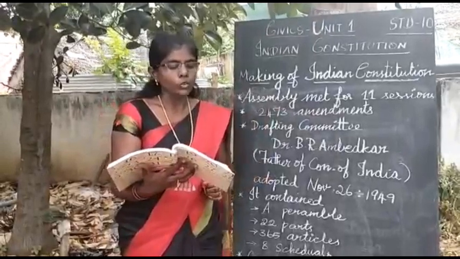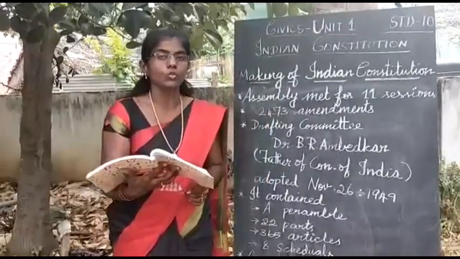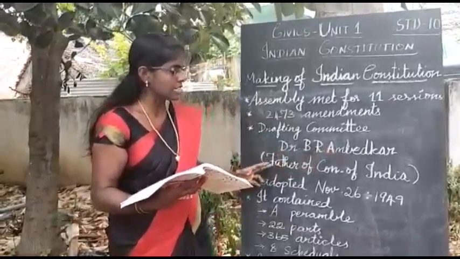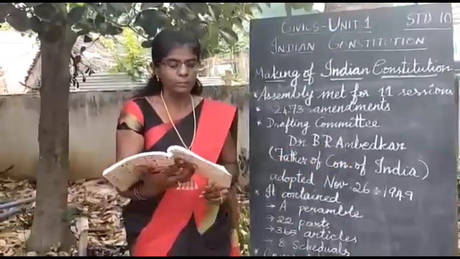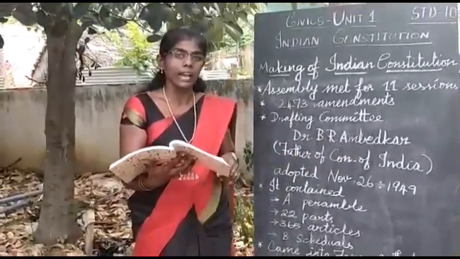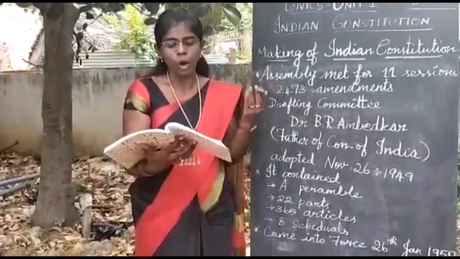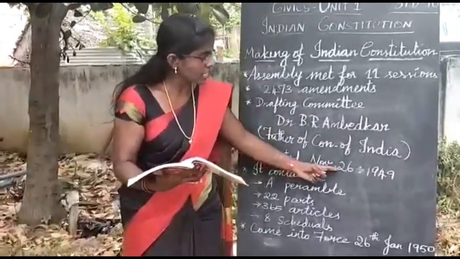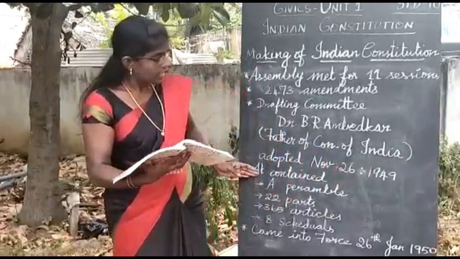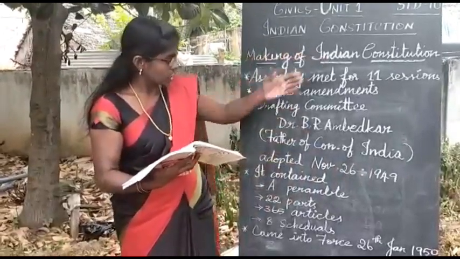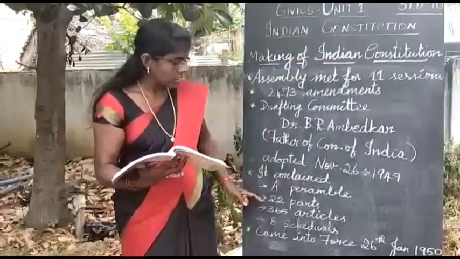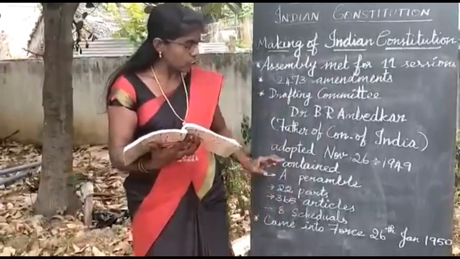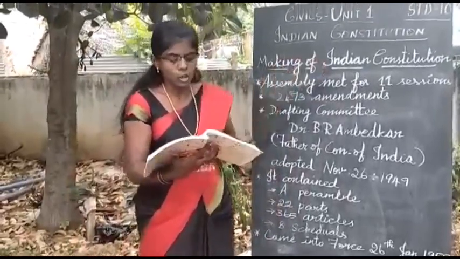The assembly worked through various committees. The draft of the constitution was prepared by the drafting committee under the leadership of Dr. B.R. Ambedkar. He is considered the father of the Indian Constitution. After the draft was made, it was discussed in front of the people, the press, the provincial assemblies and others also. Finally, it was adopted on November 26, 1949. This constitution contained a preamble, 22 parts, 365 articles and 8 schedules. So these are the things contained in our Indian Constitution.